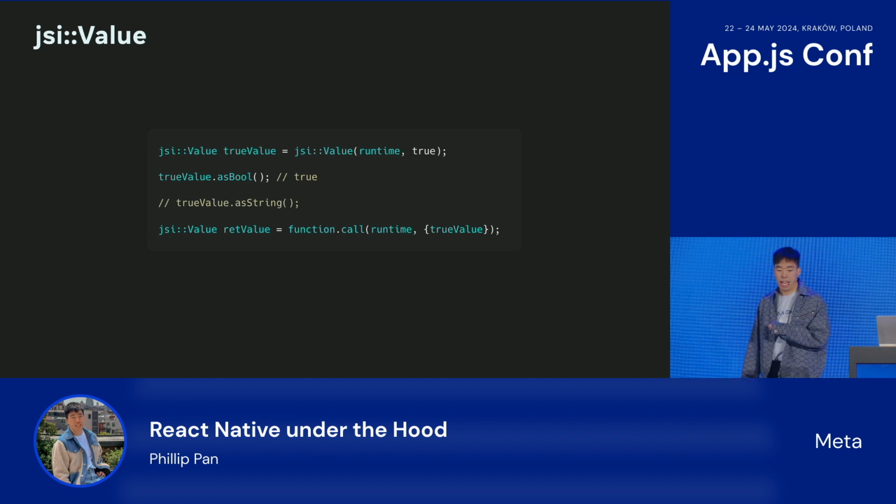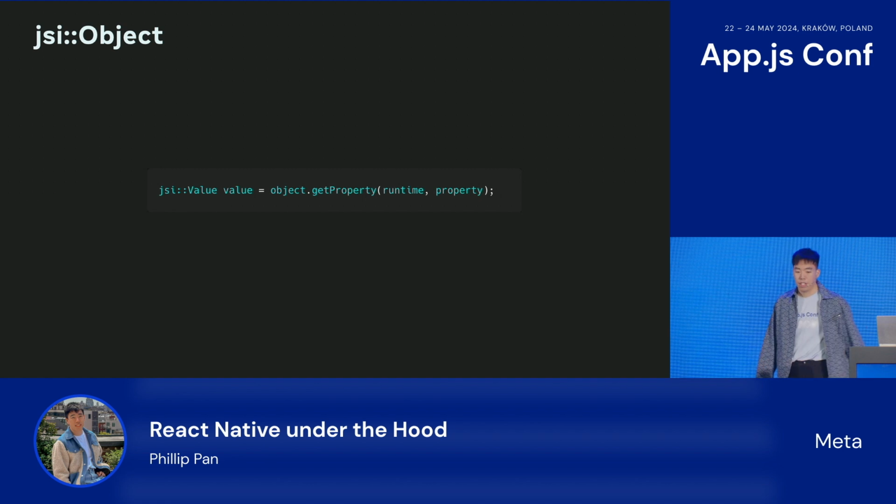The most fundamental type in JSI is JSI value. It's a C++ representation of JavaScript values. JSI value has a number of APIs to convert to permitted values or subclasses. In this example, we have an example of JSI representing a Boolean. We can convert it to a native Boolean, but trying to convert it to a string will throw an error. More practically, JSI value is what we pass to JSI to invoke JavaScript methods from native, and it's also representative of the values that we receive for JavaScript methods that return a value.